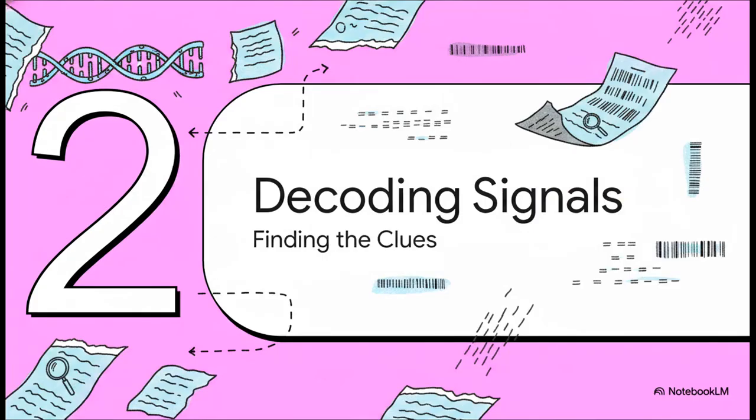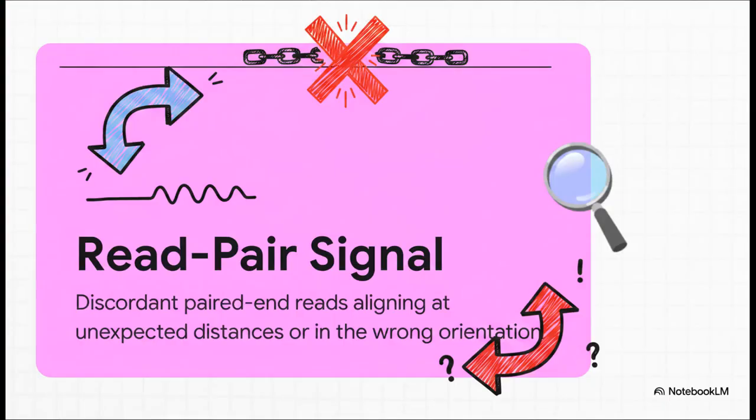Moving right along to Section 2, decoding the alignment signals. This is where we start finding our digital clues. Okay, so our first major clue is the read pair signal. When we sequence DNA, we usually read both ends of a short fragment. Naturally, we expect those two ends to map to our reference genome at a specific distance from each other, facing inward. But what if they map way too far apart, or way too close together?